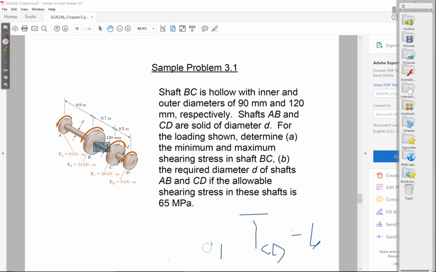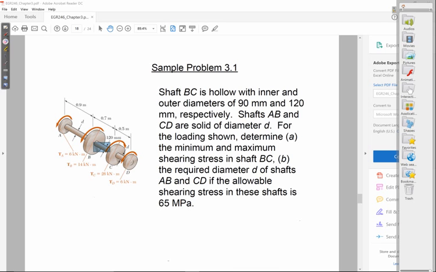So the next part is going to be looking at angles of twist. I probably don't need to spend a lot of time with these next couple of problems because they are very similar to the problems dealing with tension compression.